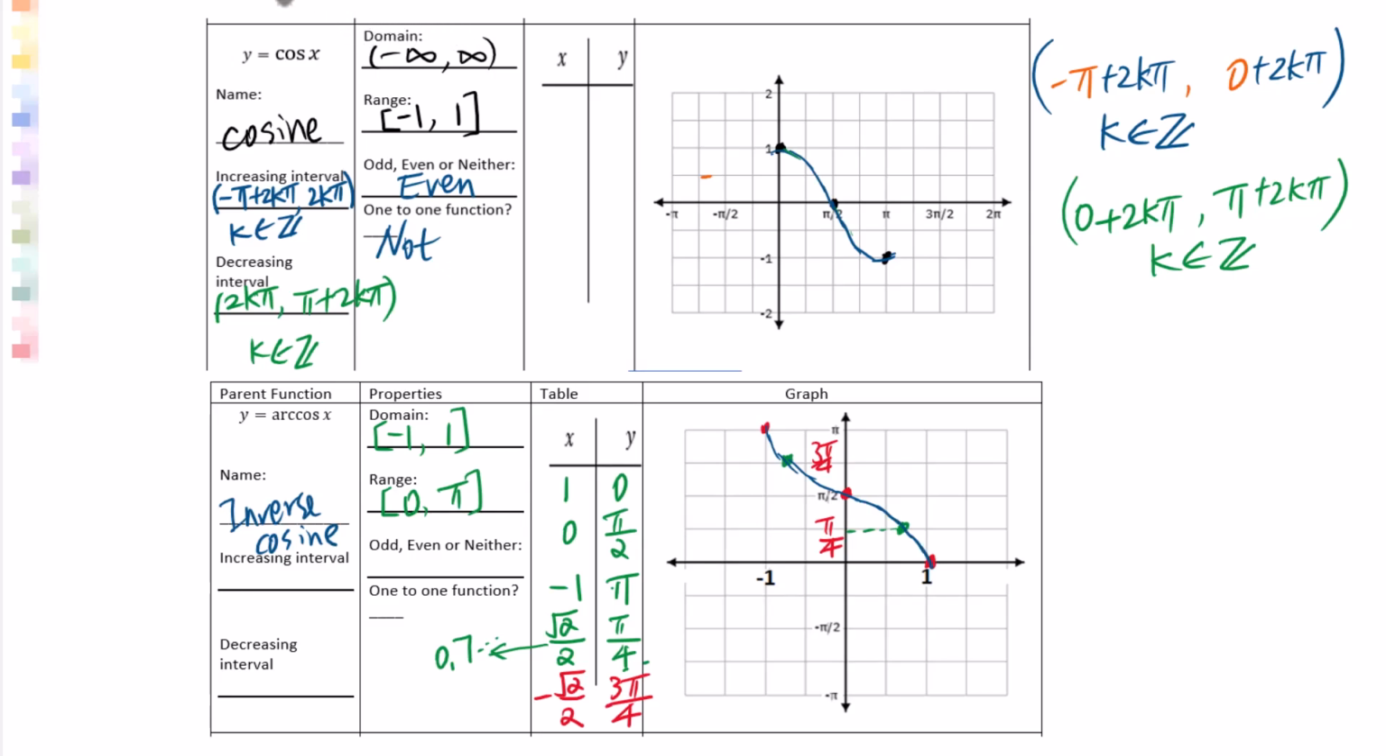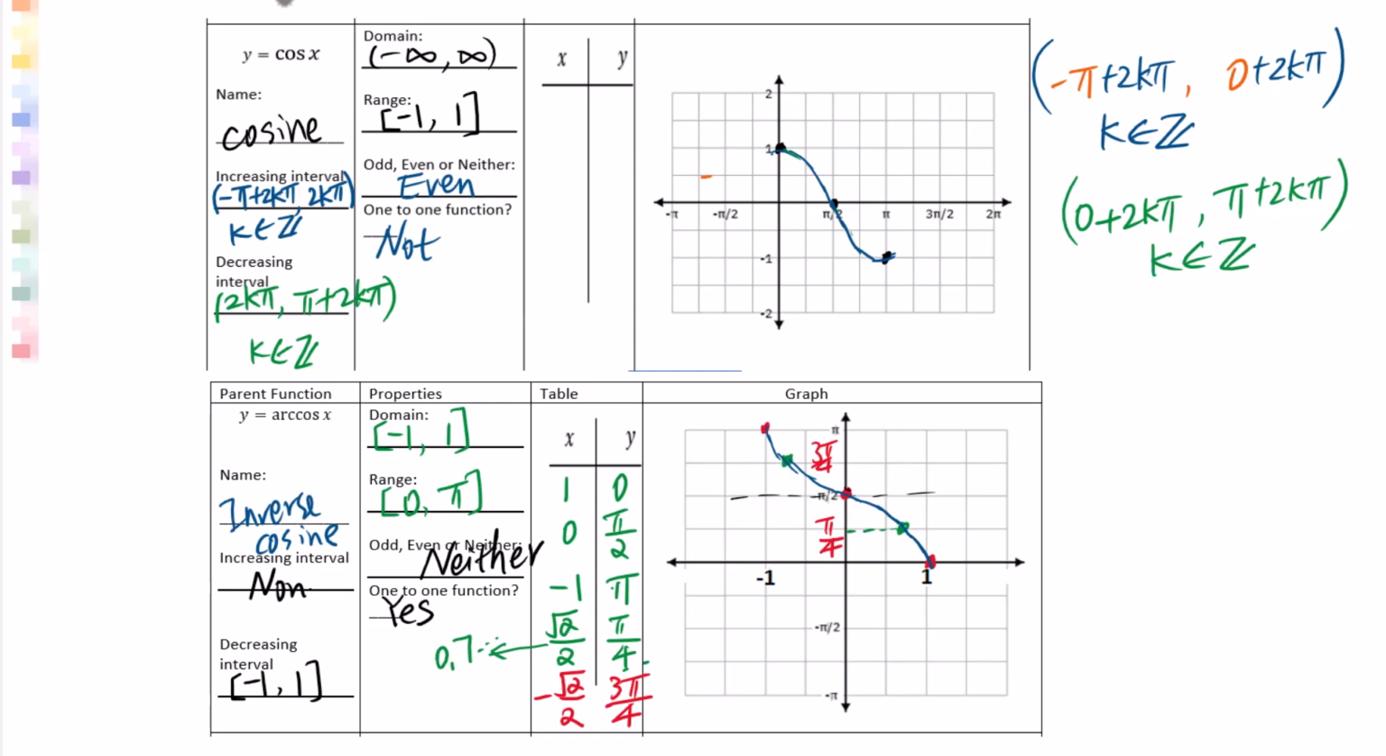This is neither even nor odd, because it's not symmetrical about the y-axis and it's not symmetrical about the origin. It is a one-to-one function because when we draw any horizontal line, we only get one intersection. From left to right, the graph is going down. So the decreasing interval is between -1 and 1.